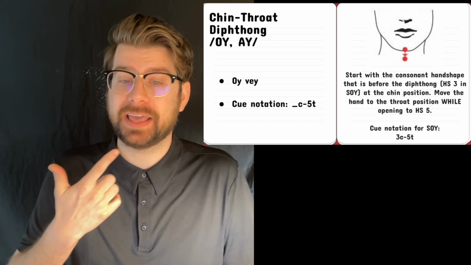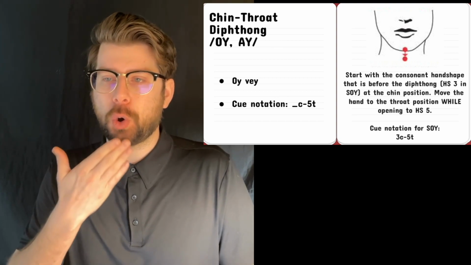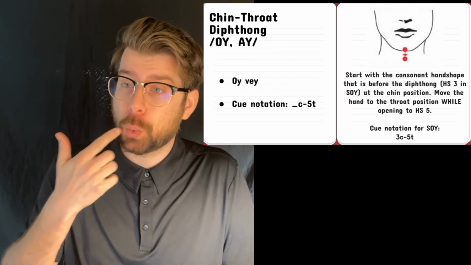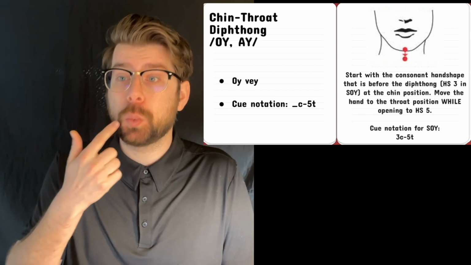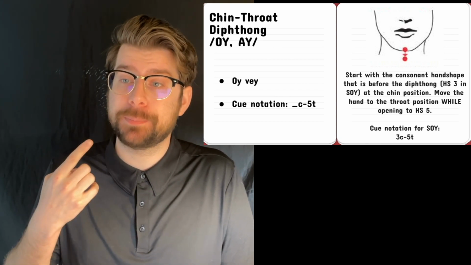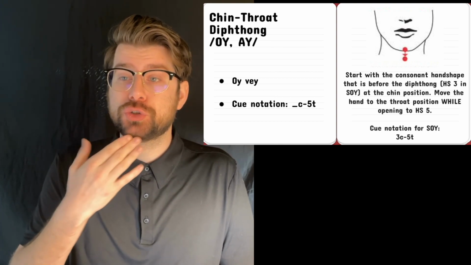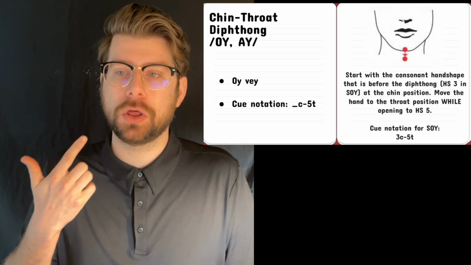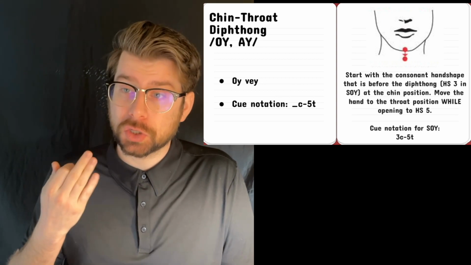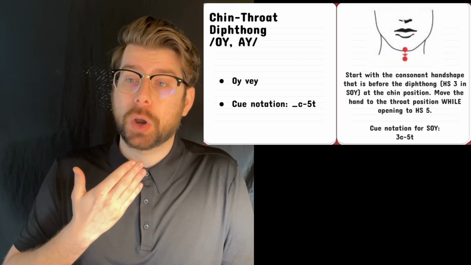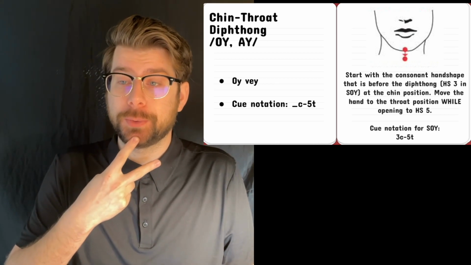So you start with the hand shape that is before the diphthong sound. So before the oi or the vey. So for the word soy, that is hand shape 3. So we're going to start with hand shape 3 at the chin. Then we move to the throat position while opening to hand shape 5. So soy looks like that. Soy. Or we could cue boy.